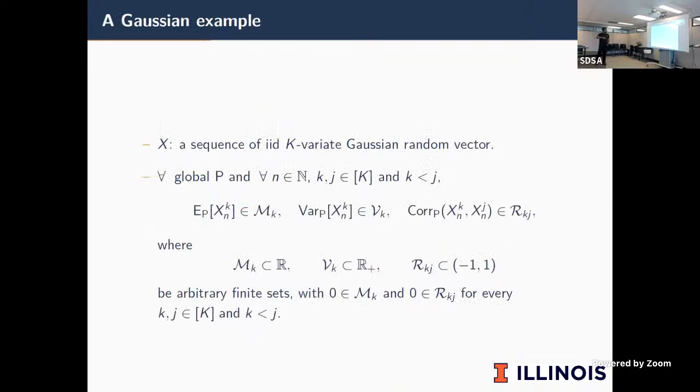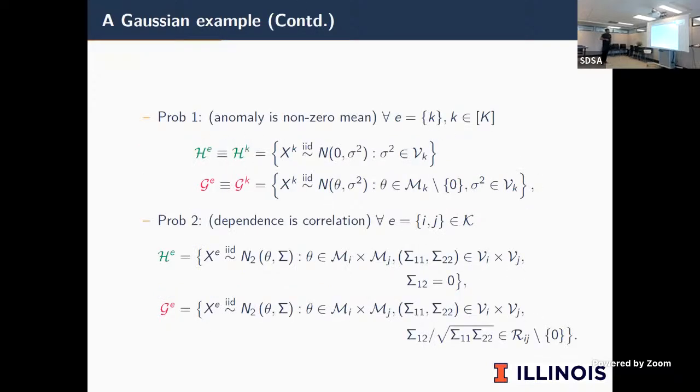Let me illustrate this with a Gaussian example. Let's say X is a sequence of IID K-variate Gaussian random vectors. For all global P, suppose the mean is in some grid M_K, the variance is in V_K, and the correlation of all the pairwise distributions is in R_K. Then for problem 1, if the anomaly is non-zero mean, H_E is when the mean is 0 versus G_E when the mean is non-zero. Similarly, for dependency, it is correlation because we are in a Gaussian setup. So H_E is when the correlation is 0 versus G_E when the correlation is non-zero. Okay, so this is what we have for our framework of multiple testing.